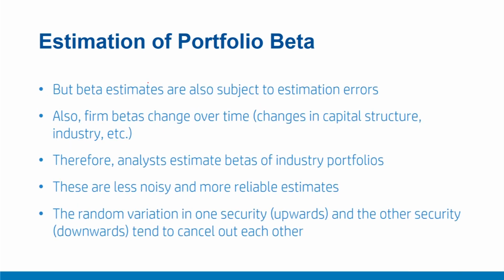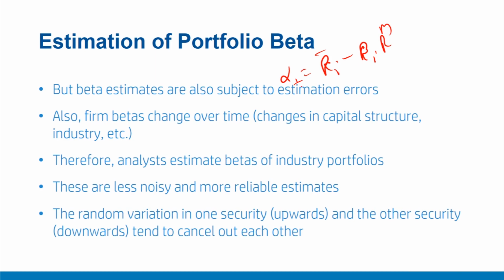Now, once your beta is estimated, you can also estimate the alpha I simply by this equation, alpha I equal to Ri bar minus beta I times Rm bar. We can estimate alpha I from here. But these beta estimates are also subject to errors. Also, the fact that firm characteristics such as capital structure, industry, etc. change over time. Hence, firm beta is also expected to change.